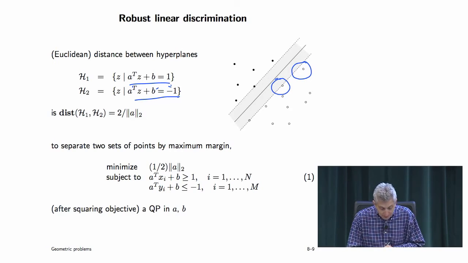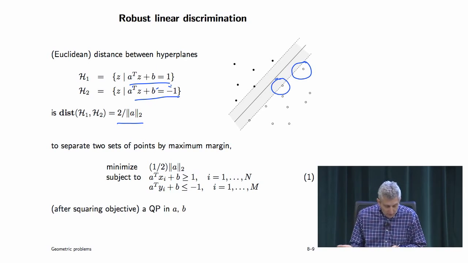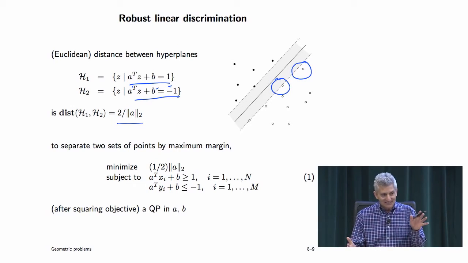Completely reasonable, right? But the width of this slab is exactly 2 over the norm of A. I mean, if the norm of A were 1, then A transpose x plus b literally is the signed distance to the hyperplane. If the norm of A is big, then in fact this slab is small.